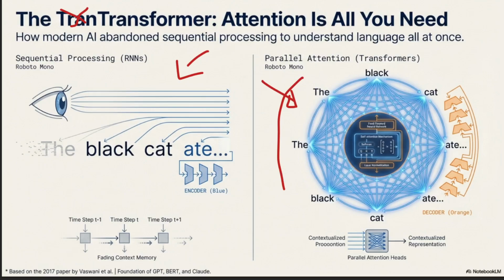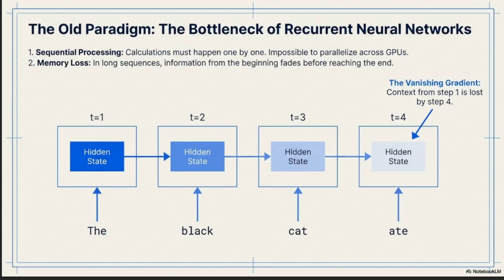Before 2017, models processed language like a human reading in a single line, step by step. The transformer, proposed in the paper Attention Is All You Need, abandoned this entirely. Instead of sequence, it processes the entire sentence at once, creating a dense web of connections where every word looks at every other word simultaneously to understand the context. So, to understand the solution, we must first understand the problem with the old architecture.